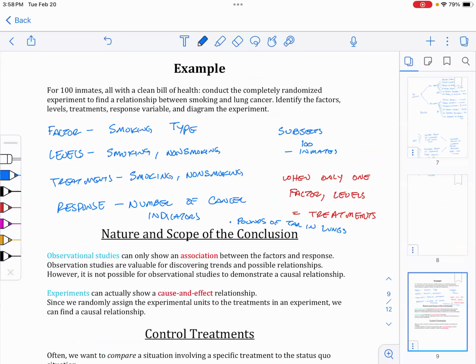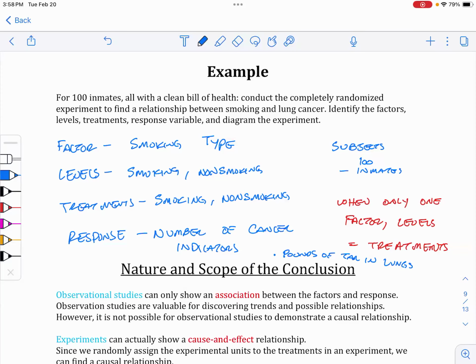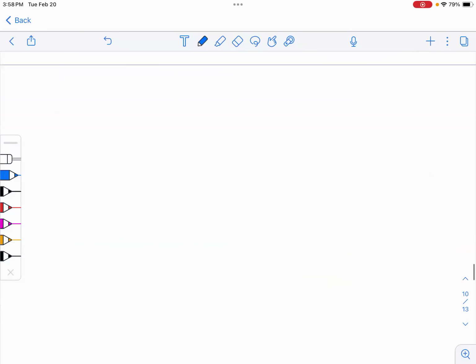All right, let's diagram that out. And again, the diagram is also very easy because notice we didn't have very many factors. We didn't have very many treatments. I mean, the diagram is actually very, very simple. So I have 100 inmates. Breaks into 2 groups. And the numbers break up nicely as well.